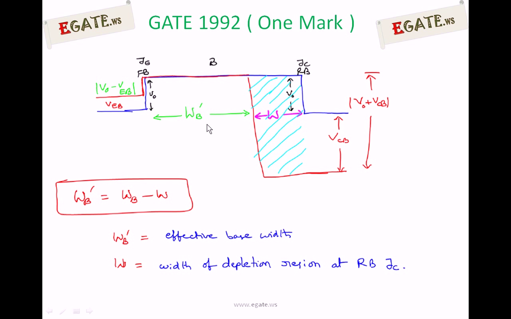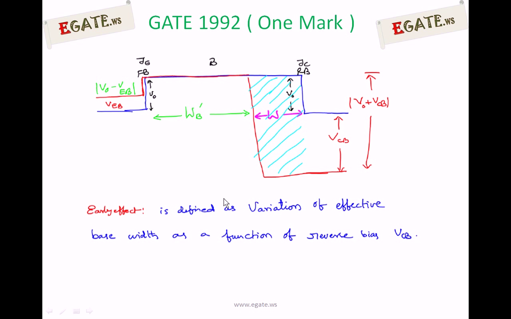Whenever WB dash reduces, the number of recombinations in the base reduces, which makes the base current reduce. So now the base current is going to be a function of the applied reverse voltage across the collector base junction. As more and more collector base voltage is applied, that is, the more reverse bias you apply, the effective base width is going to reduce by a large amount, so the base current is going to reduce by a large amount. So we can define the early effect as the variation of effective base width as a function of the reverse bias collector base voltage.